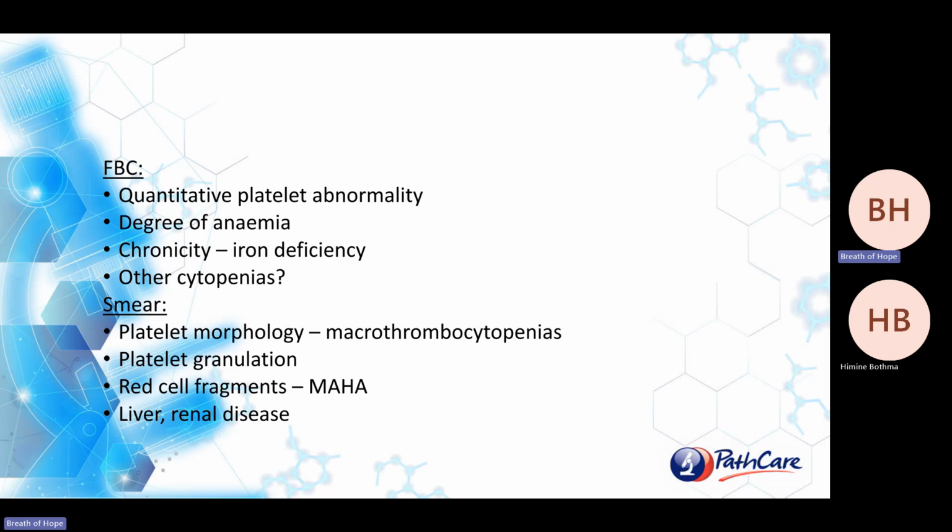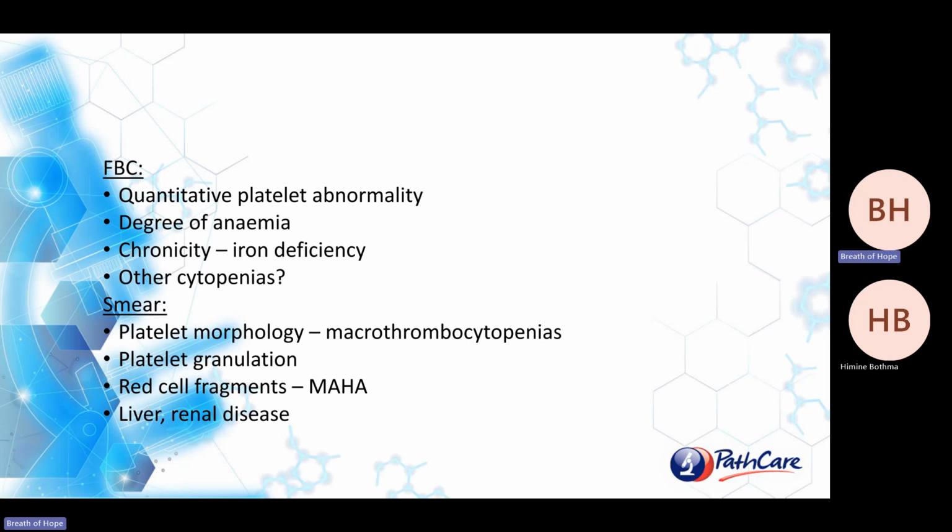So firstly, your FBC. What is that going to show you in a patient who's bleeding? It's going to tell you if you have a quantitative platelet disorder, meaning is there thrombocytopenia or not. Remember, with severe thrombocytopenias of less than 10, you can get spontaneous bleeds, so that's important to identify. It will give you the degree of anemia associated with the bleeding. It may give you an idea of chronicity. If there's an iron deficiency, then you know this is long-standing or repetitive bleeds. And if it's associated with other cytopenias, maybe you're dealing with a bone marrow failure syndrome that's causing the bleeding. So there is a lot of utility in the FBC.